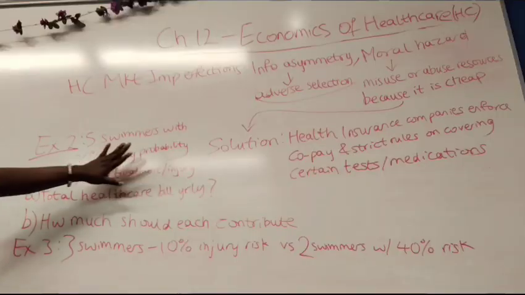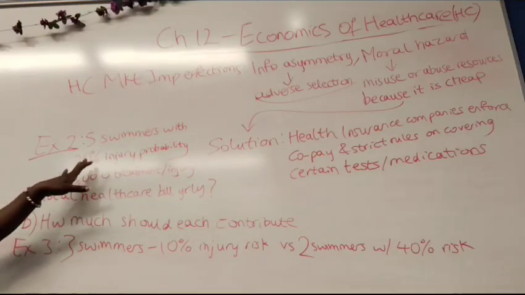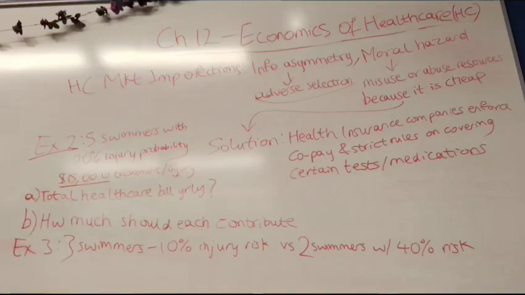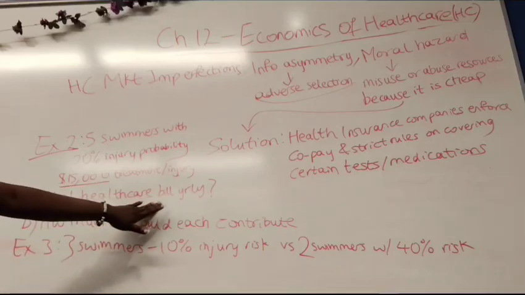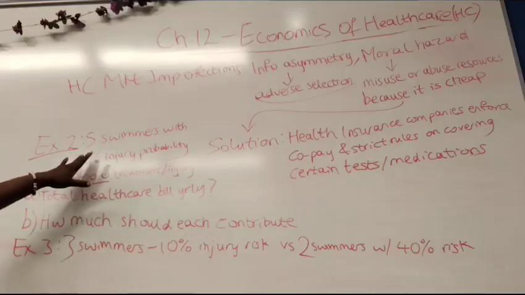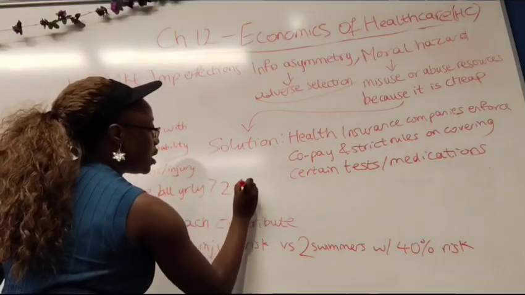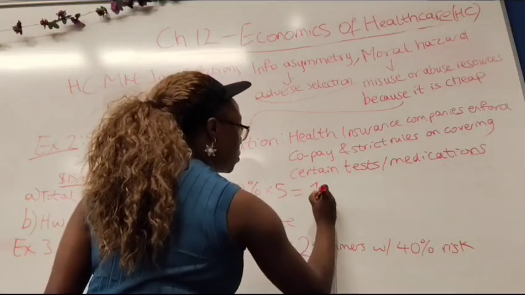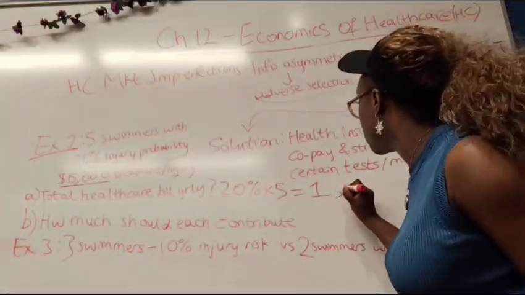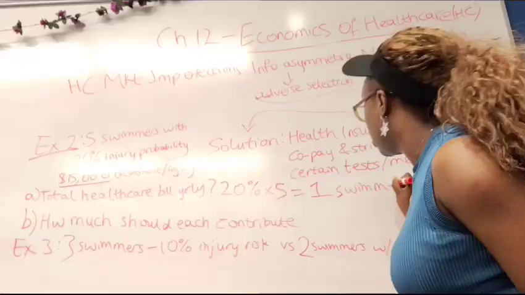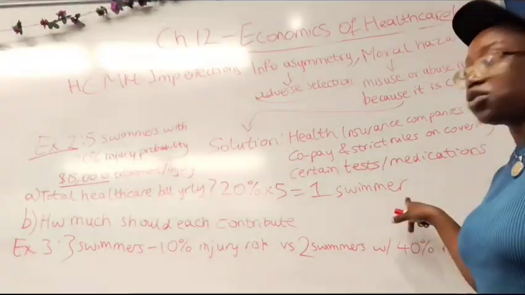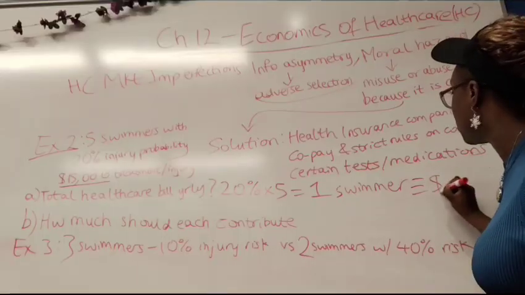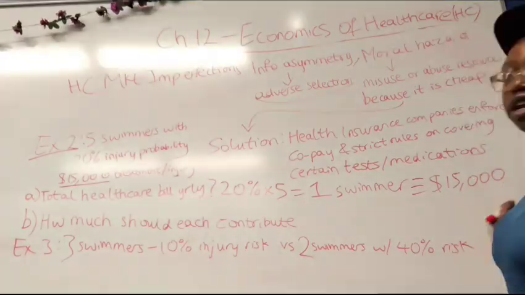So assuming we have 5 swimmers with 20% risk of getting an injury, and it costs $15,000 to treat the injury per person, right? Okay, so how much will be the total healthcare bill on a yearly basis? First of all, there's 20% probability, right? So 20% times, how many people do we have? We have 5 swimmers, right? So that means it's simply one person or one swimmer that is at risk of getting this injury. And if it is one swimmer that is at risk of getting this injury, it costs $15,000 per treatment, right? So this is equivalent to $15,000 on a yearly basis, okay?